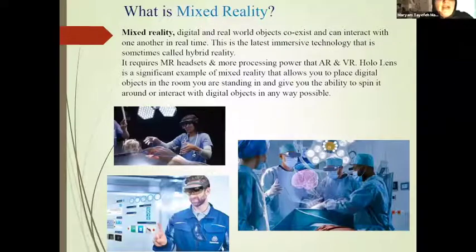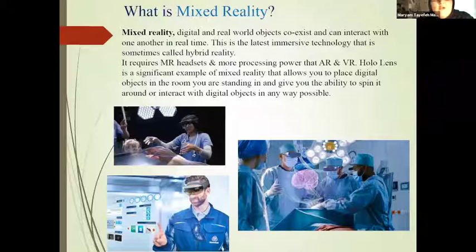Besides augmented reality and virtual reality, we have another term that we call mixed reality. Mixed reality, as you can see here, can provide the coexistence of digital and real world objects together, which can interact with one another in real time. Mixed reality is the latest immersive technology that is sometimes called hybrid reality too.